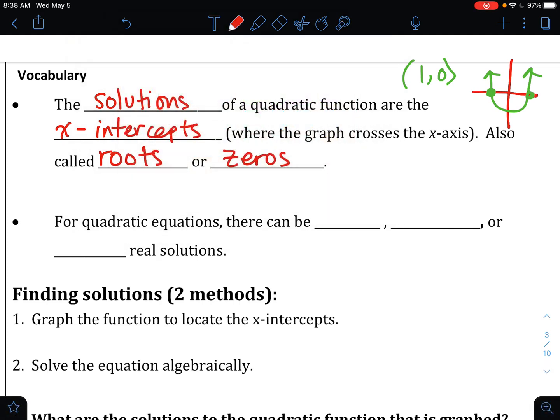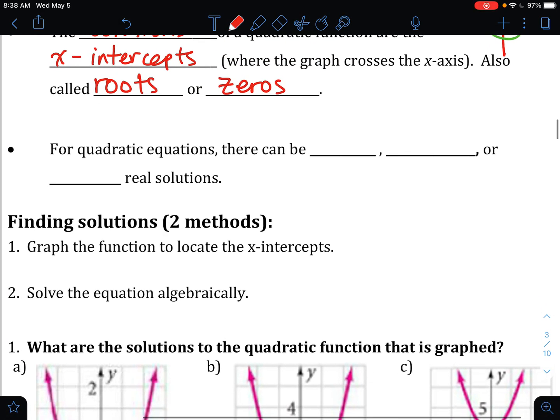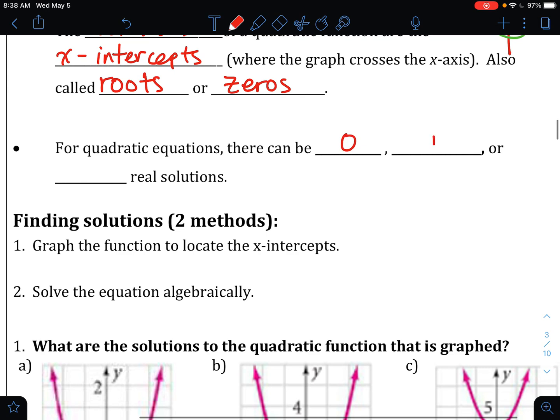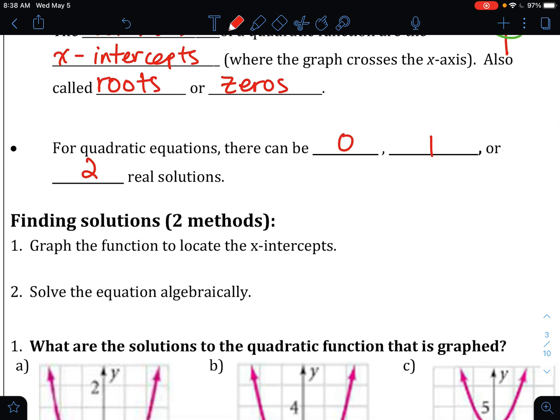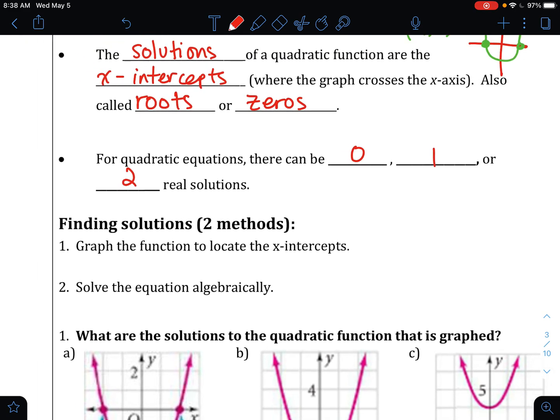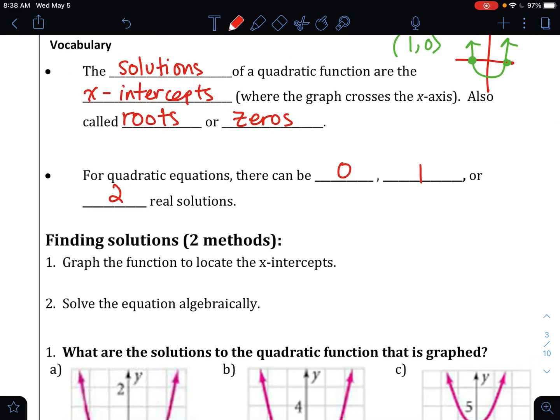Okay, moving on. For quadratic equations, there can be 0, 1, or 2 real solutions. All right, and so we will see how there can be these different variety of solutions when we actually look at the graph. Our goal here is to find a solution, find the value of x. Graphically, we're finding the x-intercepts.